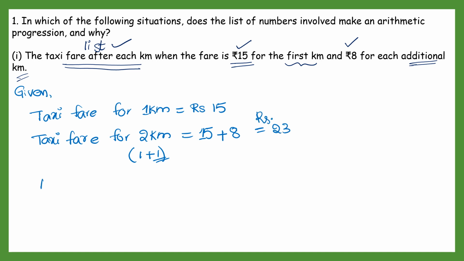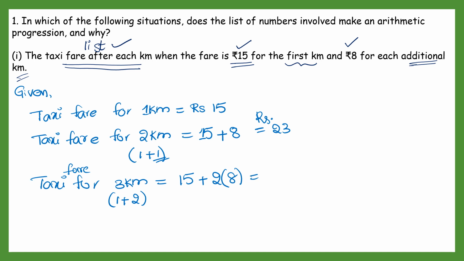Next, taxi fare for 3 kilometers. 3 kilometers means 1 kilometer plus 2 kilometers. For the first kilometer it is 15 rupees. You have additional 2 kilometers, so 2 into 8 rupees. So you get 15 plus 16, that is 31 rupees. Now let's form the list.